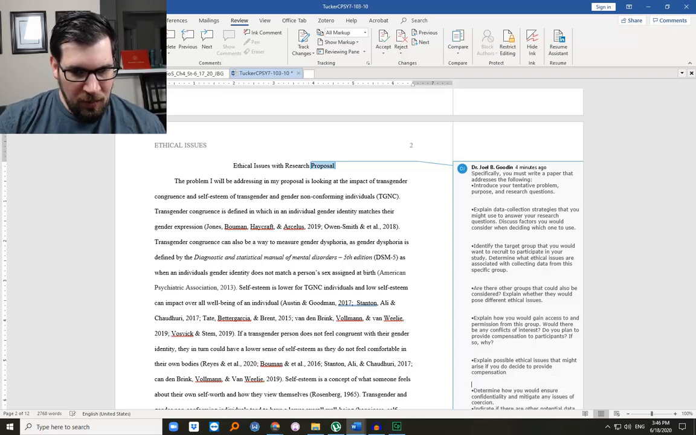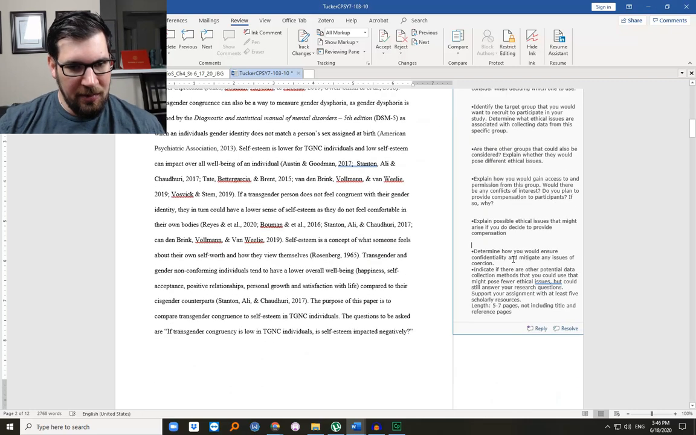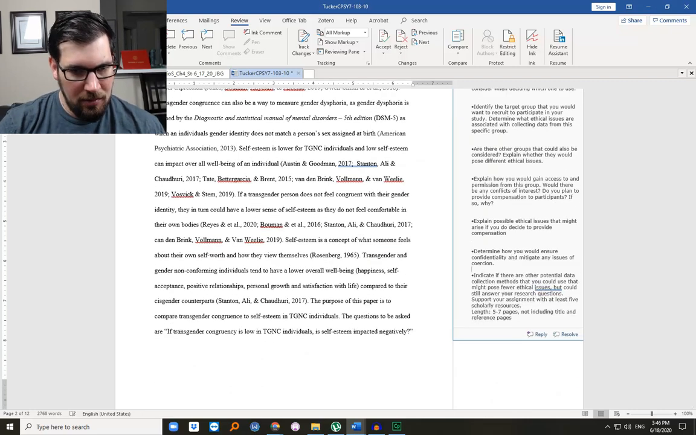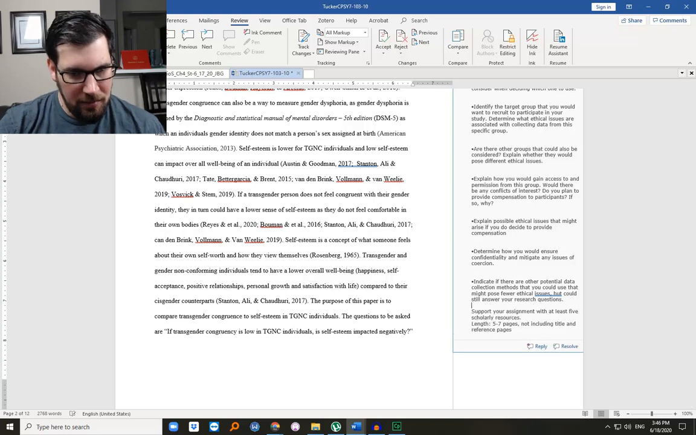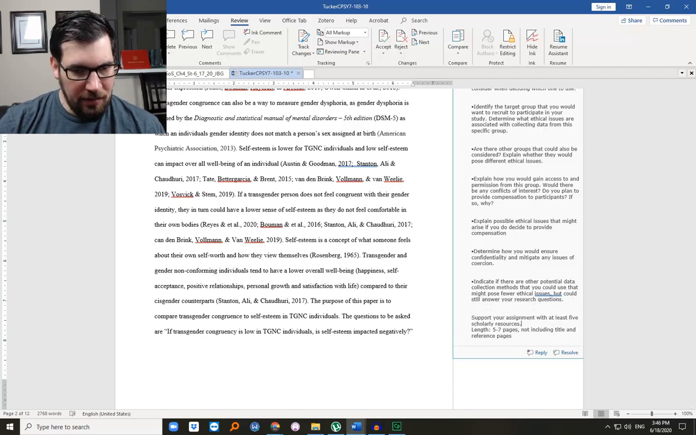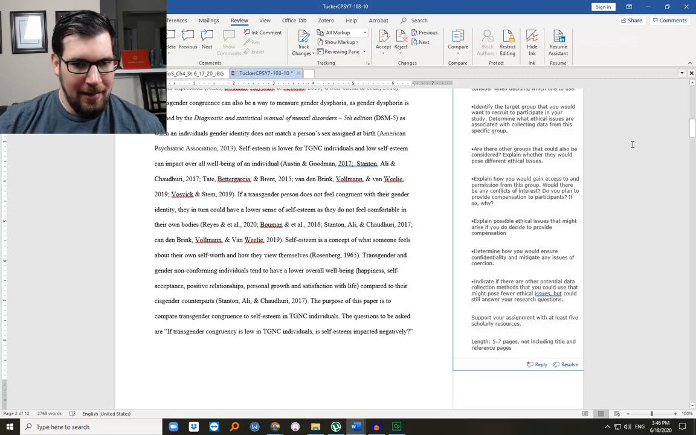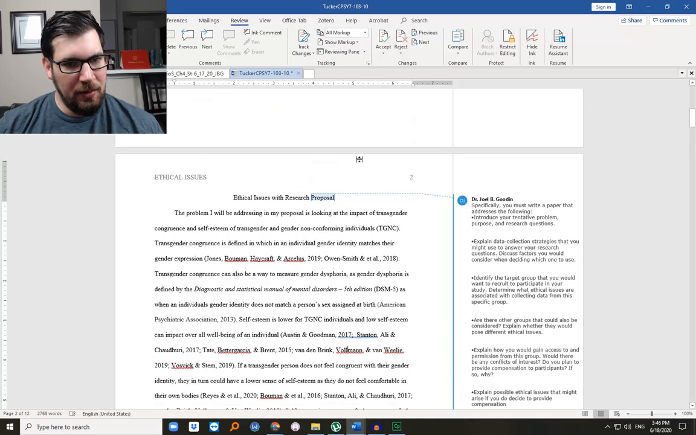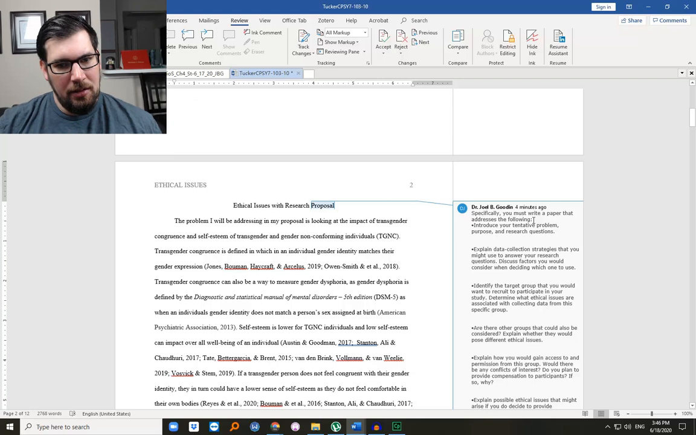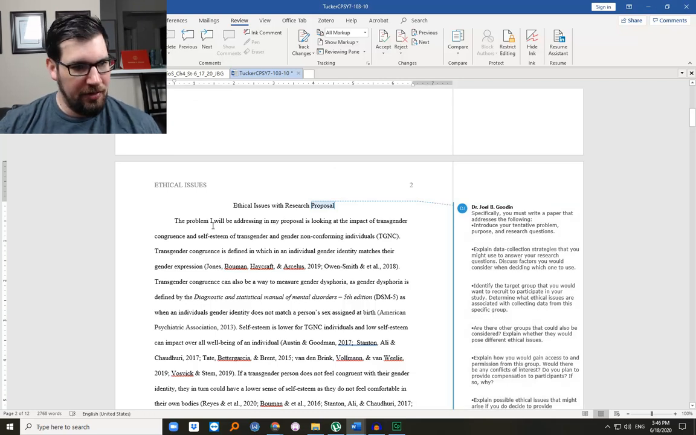Of course, one problem with this is that your comments get really long, so sometimes it's best to separate them out into smaller comments. I like to have it in one place, but I don't like when it starts to loop around. So here we're looking for introducing the problem, purpose, and research questions.